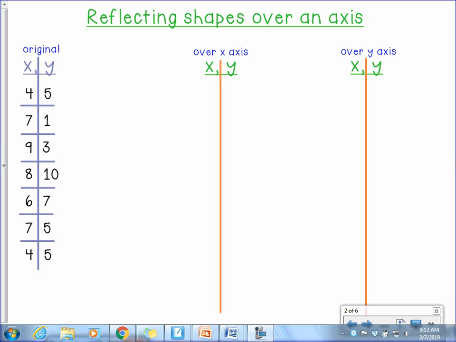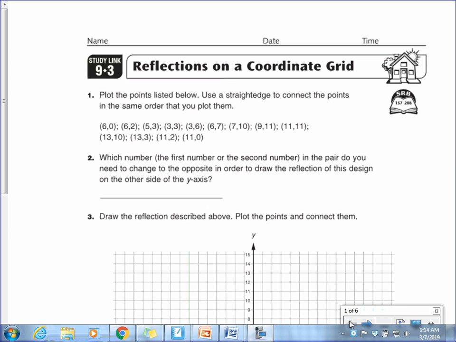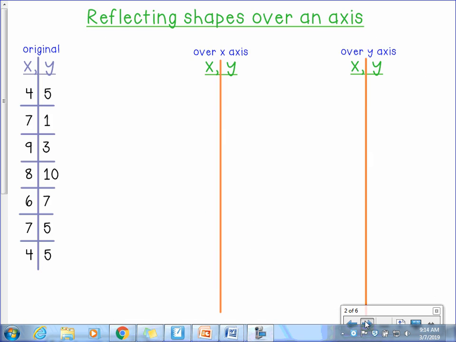Alright, the first thing we have to do, I give you the 2 sheets of paper, the one with where your data is, and then a graph to graph it on. The first thing I want us to do is graph the original shape on your graph paper using just your regular pencil. So this one won't be in color because this one's just our original one.